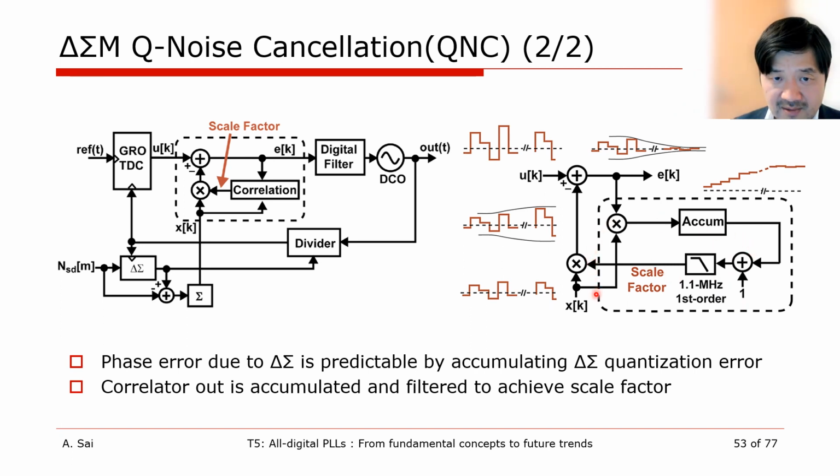Due to the high resolution of the GRO-based TDC, the correlation feedback loop can be designed to have a reasonably fast settling time. So this scale factor calibration time does not matter for the ADPLL operation.